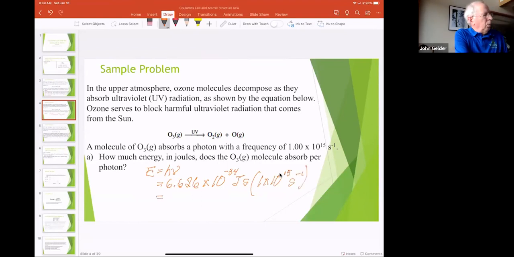And so when we complete that calculation, we're going to get a value, and it's pretty straightforward in this particular case, 6.6 times 10 to the -19 joules, because we see our seconds are going to cancel.